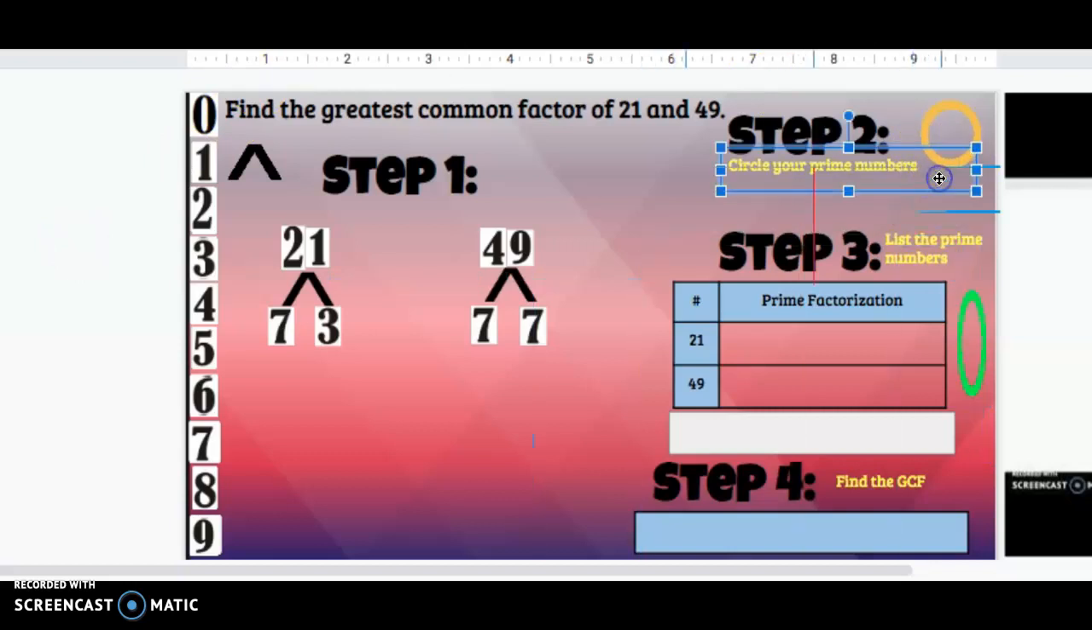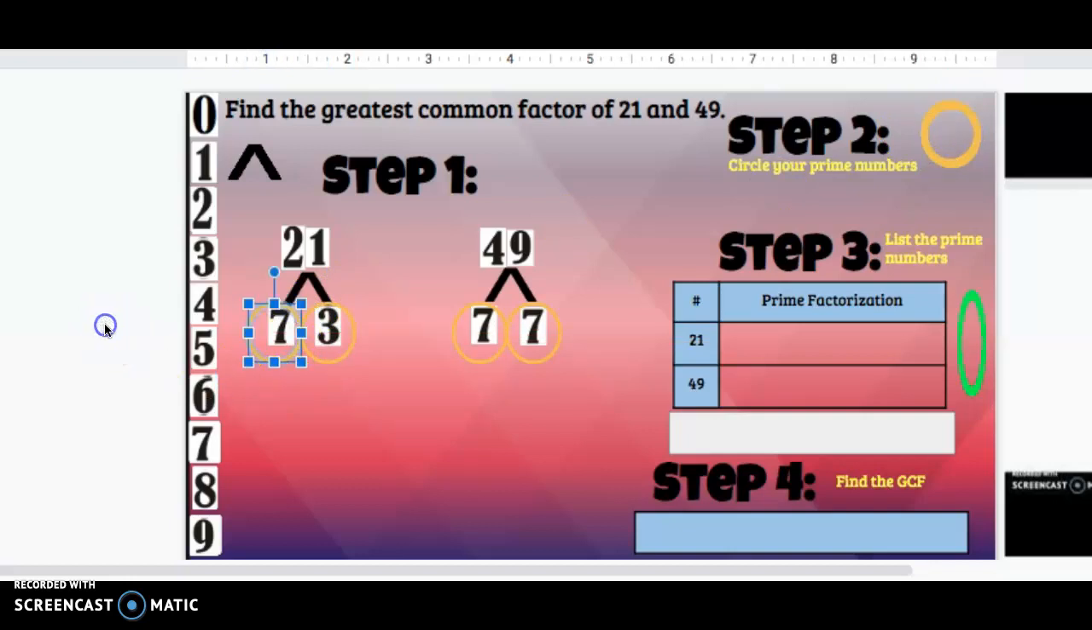So that means, oops, I do not want that one. I am going to circle my 7. I am going to circle my other 7. I am going to circle my 3. And I'm going to circle my other 7.